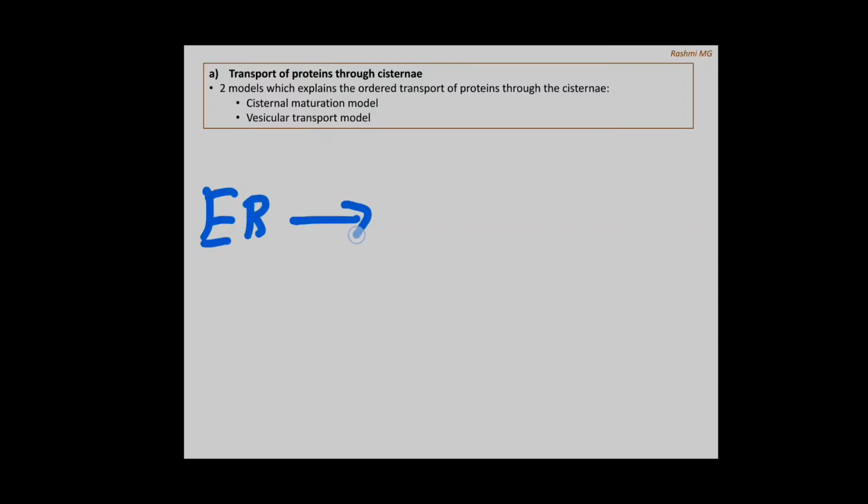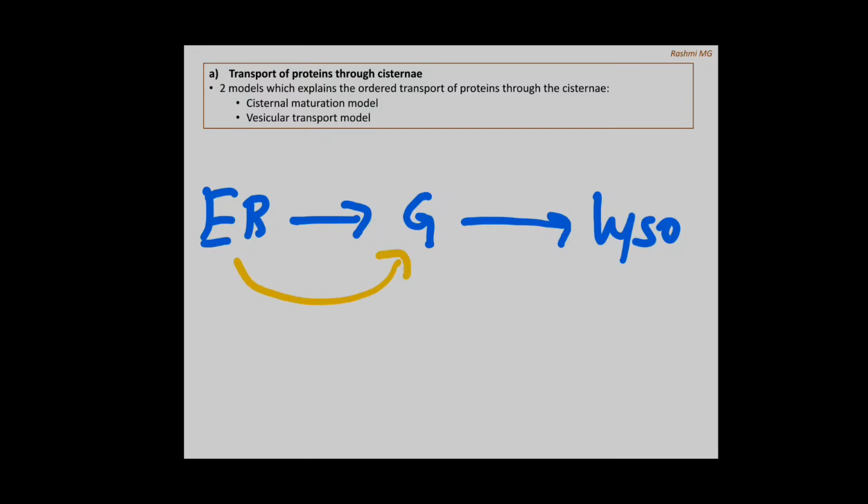From ER to Golgi to lysosome. From ER to Golgi, which type of vesicle is mediating the transport? From ER to Golgi, that is COP2. That is anterograde. Okay. From Golgi to ER, back, that is COP1.